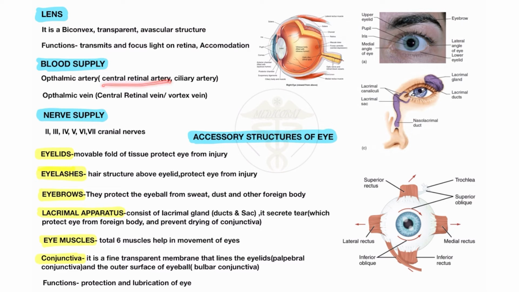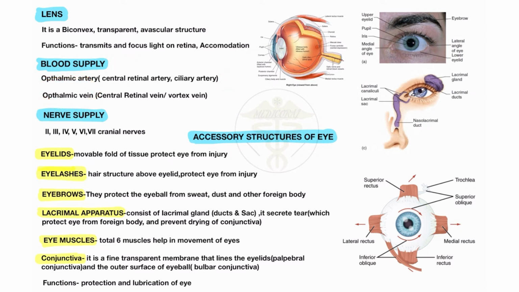It gives the central retinal artery, which supplies the retina and different parts of the eye, and also the ciliary artery, which is connected to the ciliary body. So the ophthalmic artery is a branch of the internal carotid artery, which contains the central retinal artery and the ciliary artery, which supply the eyes. And drainage from the eyes is by the ophthalmic vein, the central retinal vein and the vortex vein, which drain different parts of the eyes. So the supply to the eyes is the ophthalmic artery, and the drainage from the eyes is the ophthalmic vein. This is the blood supply of the eye.